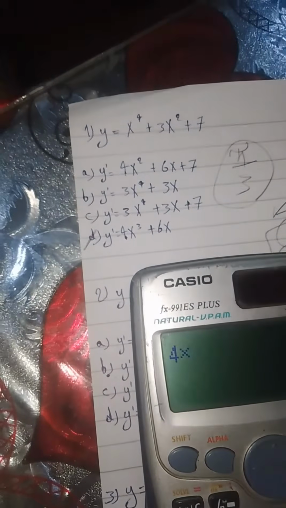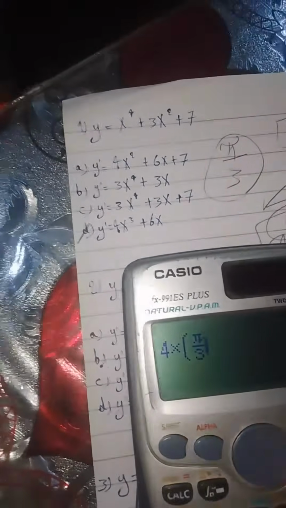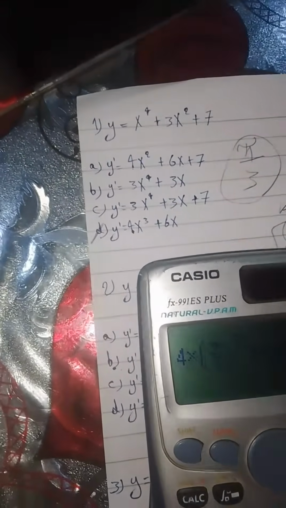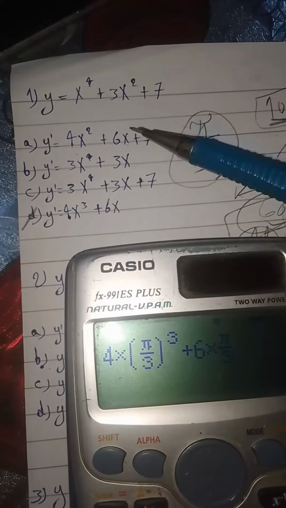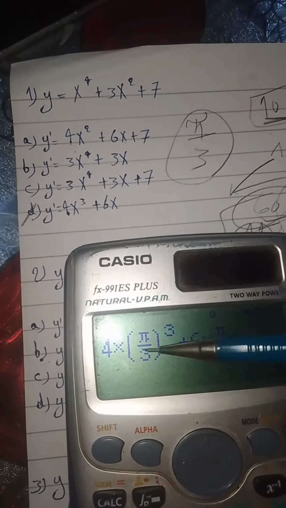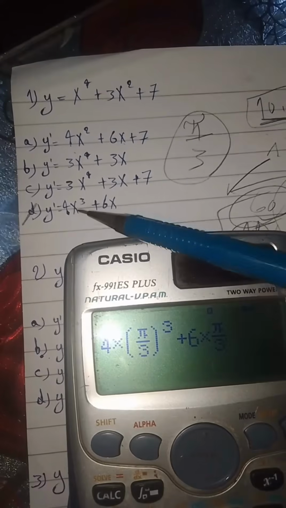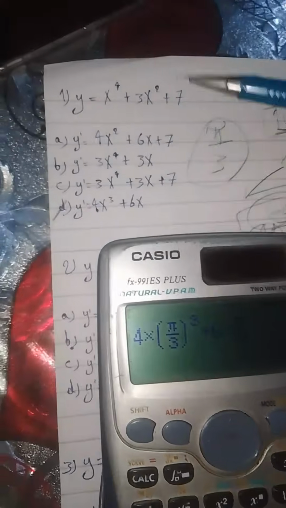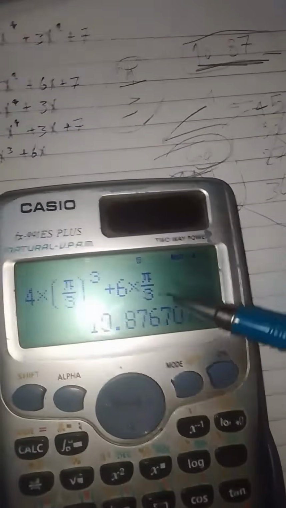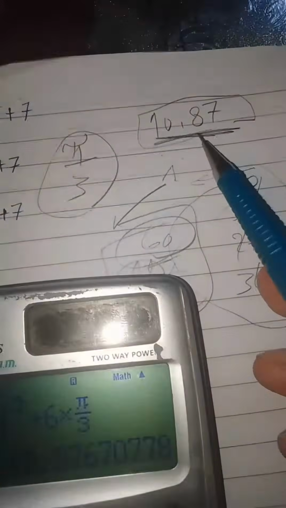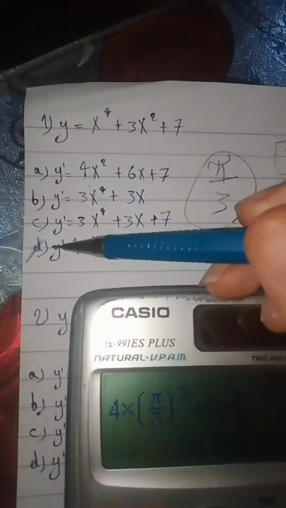Let's try it together. We have 4 times pi over 3 all power 3 plus 6x, pi over what? Pi over 3. So what I did is that I substituted with pi over 3 in each x in this equation. You should try on all equations, but as I said, I try only the right answer to save time. So let's look. Oh, it's the same answer, 10.87, 10.87. So this is the right answer.